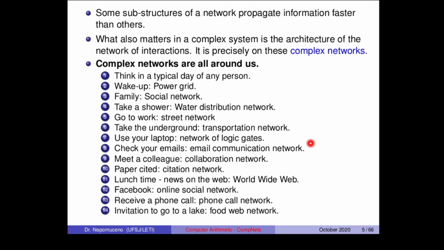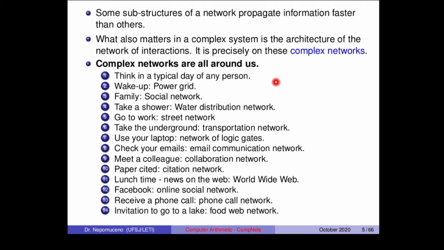Some substructures of a network propagate information faster than others. What also matters in a complex system is the architecture of the network of interactions. It's precisely these complex networks. Complex networks are all around us.